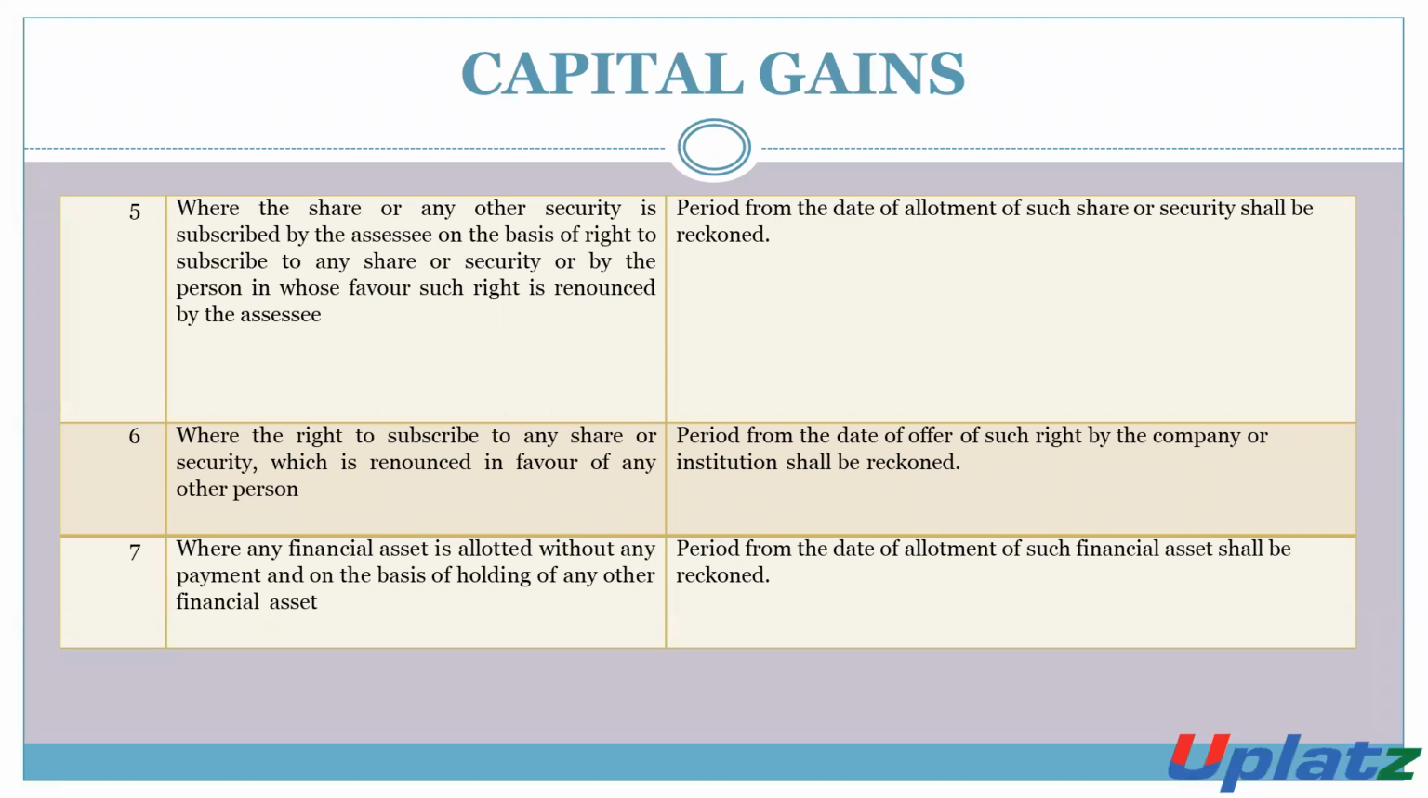Next, where any financial asset is allotted without any payment and on the basis of holding of other financial assets, meaning the allotment of a financial asset is made without any payment on the basis of any other financial asset, just like bonus shares. Bonus shares are issued free of cost on the basis of the number of shares held by the shareholder. In this case, the period from the date of allotment of such financial asset shall be reckoned.